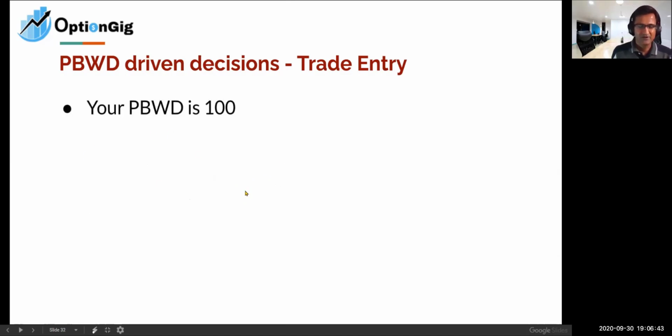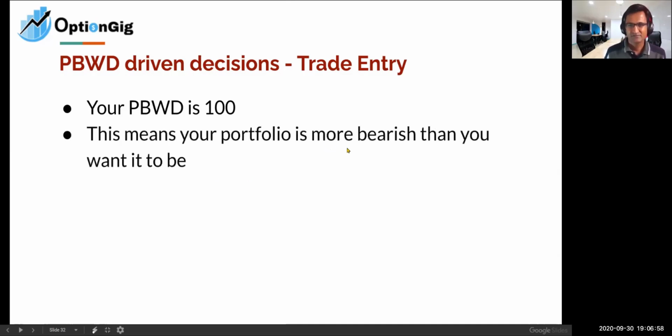All right, other example: your PBWD actually fell down because the markets went up, which was good, but now your portfolio is not as bullish as it was earlier. So it is more bearish than you want it to be. Rather than saying more bearish, I should say it is less bullish than you want it to be. Because now if the market goes up by $1, your portfolio is going to move only by $100. You wanted it to move up by $200, so it is less bullish.